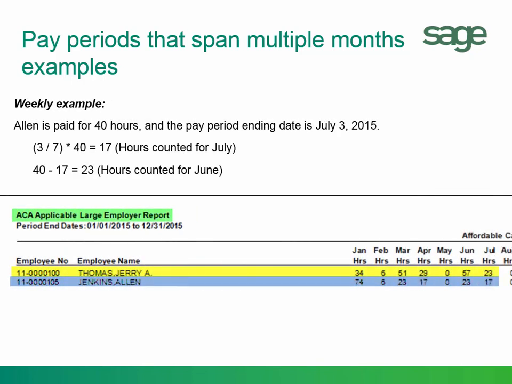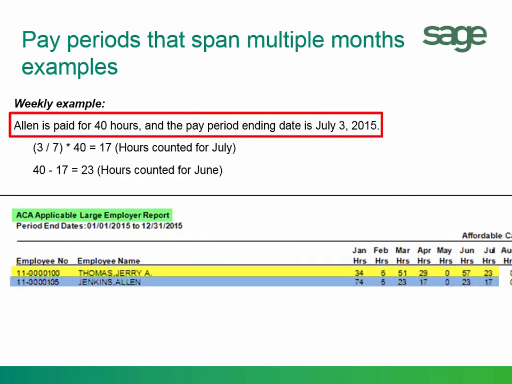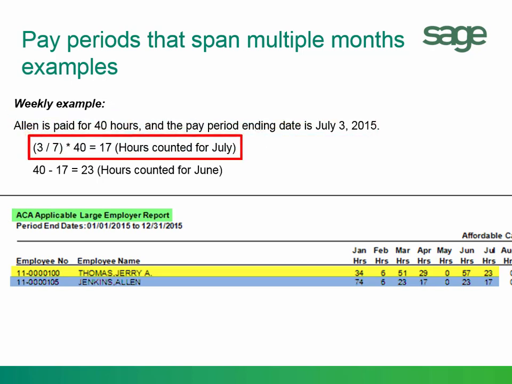And here is a weekly example. Alan is paid for 40 hours, and the pay period ends on July 3rd. 3, the ending date of the pay period, divided by 7, the number of days in the period, times 40, the hours he worked, equals 17.